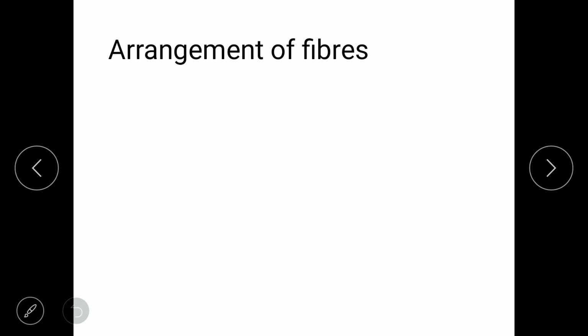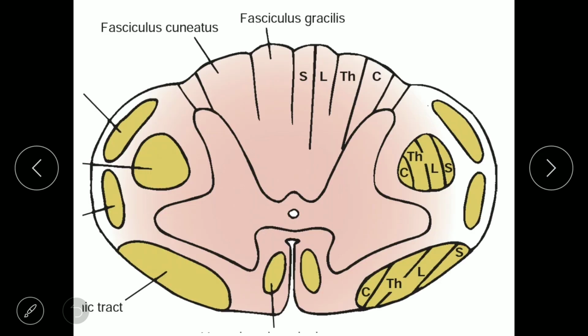Arrangement of fibers: just simply remember that in the posterior column, S will be in the medialmost, whereas in the anterior part, S will be in the lateral part, that is the sacral region. Just remember like this: in the dorsal column, S will be median, central, whereas in the anterior part, the lateral and ventral part, S will be placed in the lateral part.